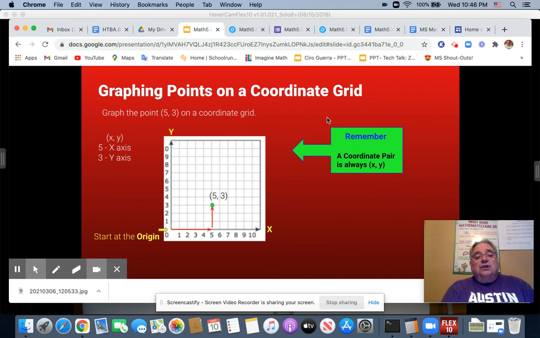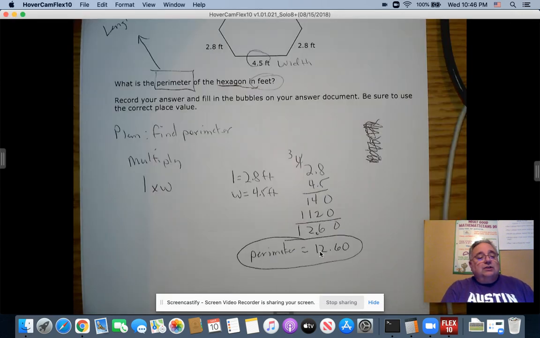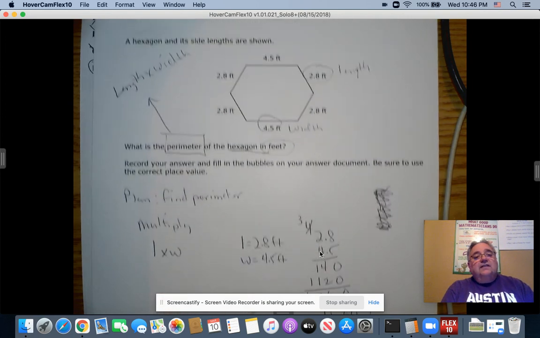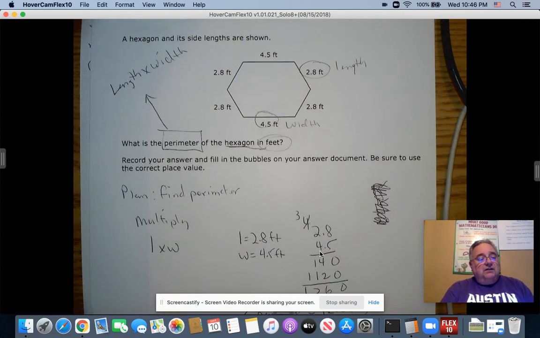So now we're going to show you something else here in my flex cam. I want you to look at this here. This is an example I took from another scholar. They had a hexagon and its side lengths are shown. You have two of them at 4.5 feet, or 4 5/10 feet, and then you have 1, 2, 3, 4 at 2 and 8/10 feet. What is the perimeter of the hexagon in feet?